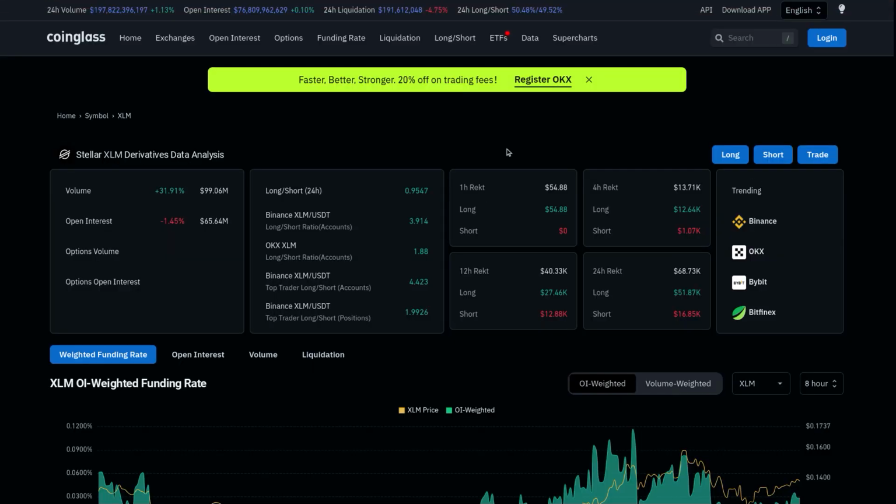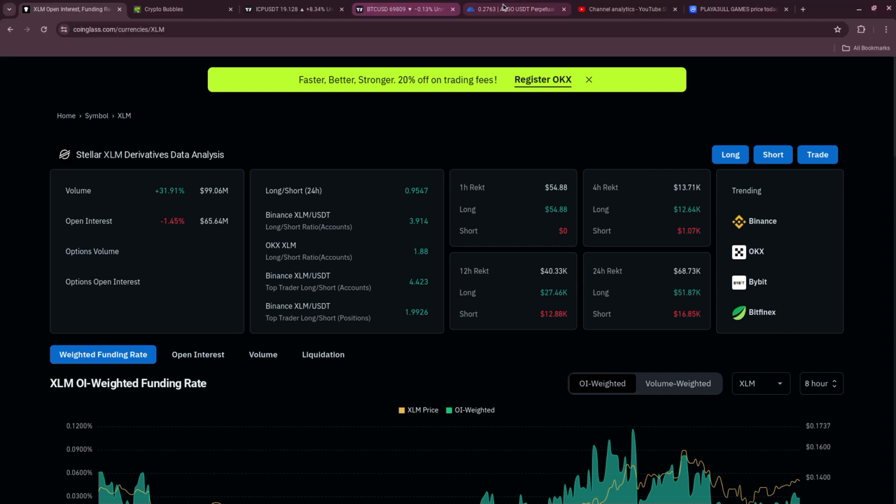That's great. All right, 24-hour liquidations, 191.6 million. That's down 4.75%. 24-hour volume, pretty steady, 197.8 billion. That is awesome. I love seeing that. I've been through 2 bear markets now, and to see the volume like that is great. All right, let's head back to ICP.